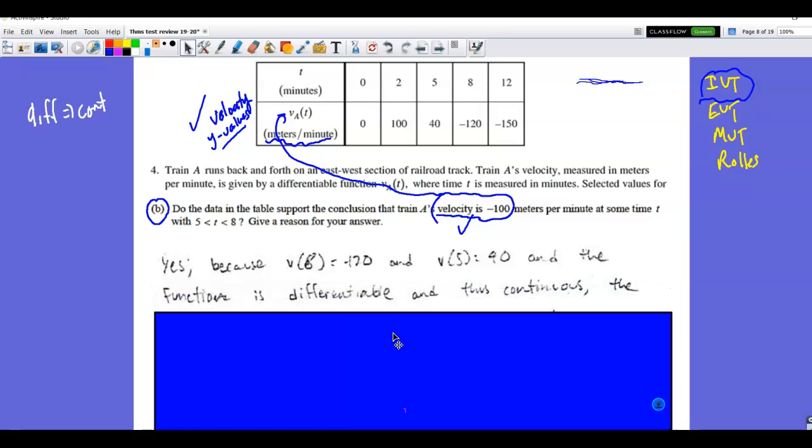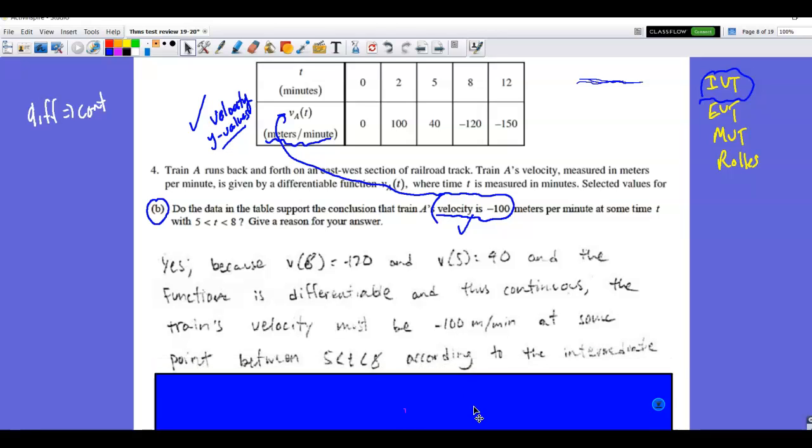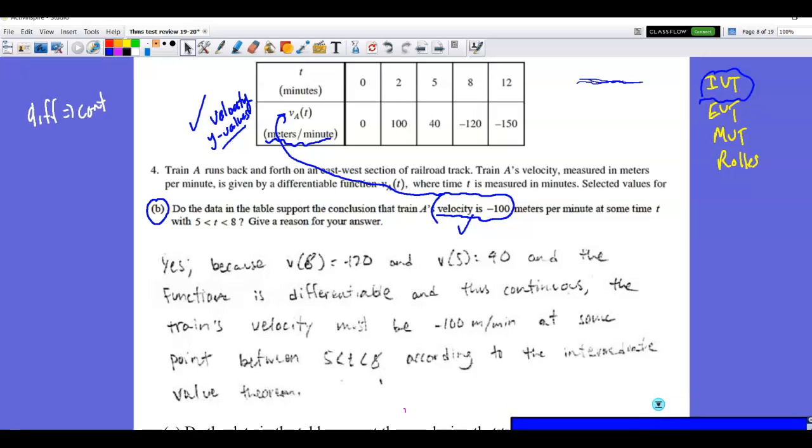The function, now that's pretty shaky ground. They should have said v of t is differentiable, and then that whole idea of differentiability led them to continuity, so differentiable, thus continuous. The train's velocity must be negative 100 meters per minute at some point between 5 and 8 according to the intermediate value theorem. To get full credit, you do not have to claim the name of the theorem.